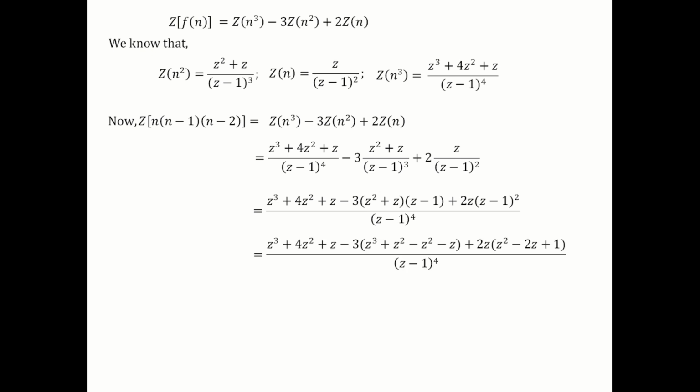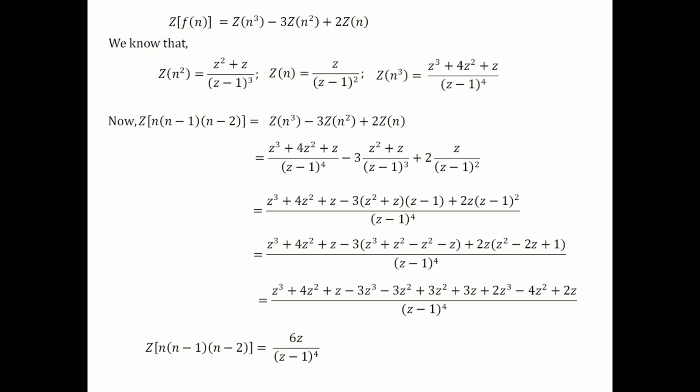So the numerator: z cube plus 4z square plus z minus 3 into multiplying that term, z square into z, z cube, right? Z into z square. So z square into minus 1, minus z square. Z into minus 1, minus z. Second term, a minus b whole square formula, 2z into z square minus 2z plus 1. So we will get in the numerator z cube plus 4z square plus z minus 3z cube minus 3z square plus 3z square plus 3z plus 2z cube minus 4z square plus 2z.